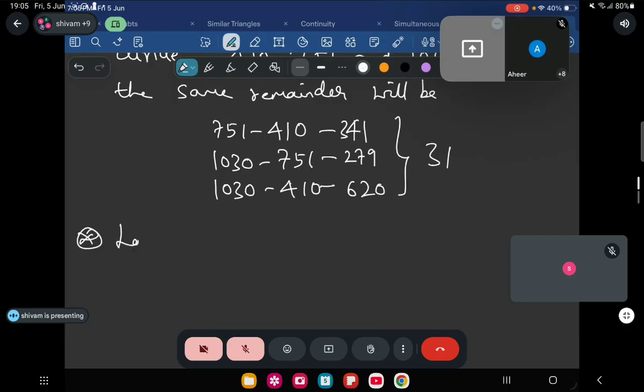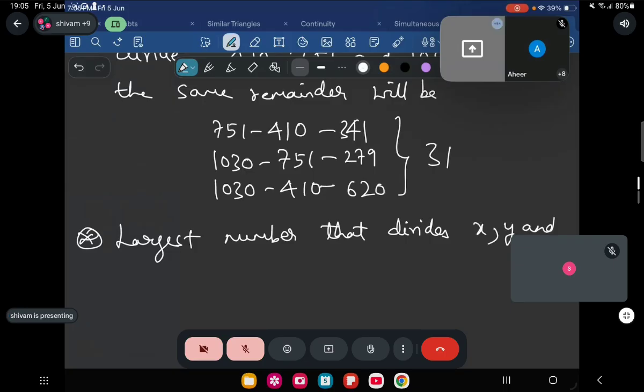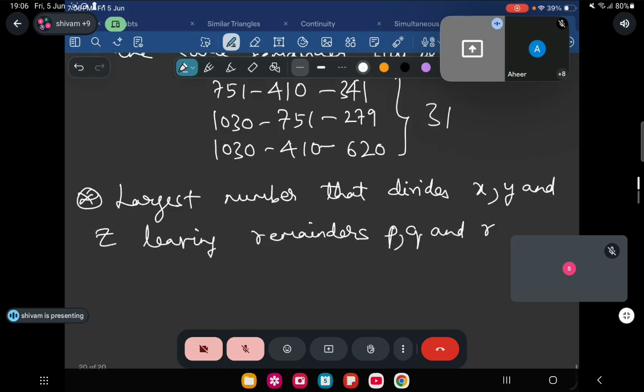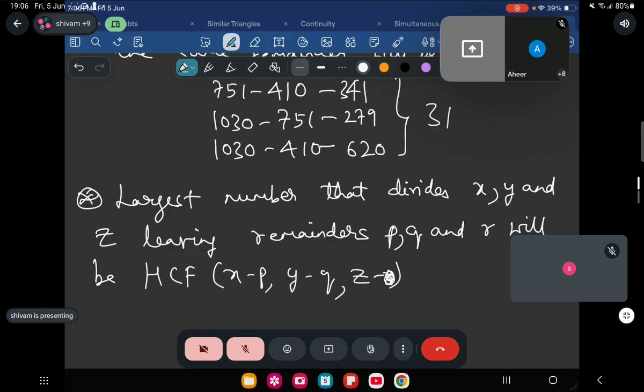The largest number that divides X, Y and Z, leaving remainders P, Q and R, will be the HCF of X minus P, comma, Y minus Q, comma, Z minus R. Okay.